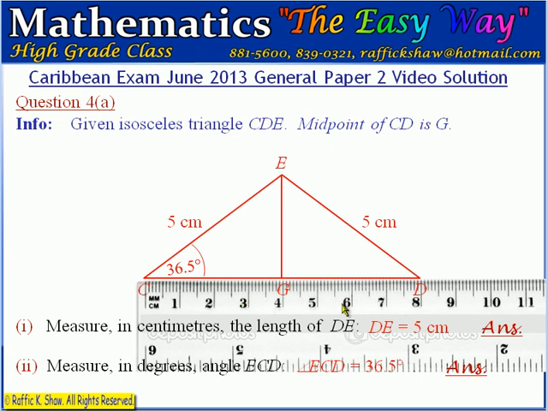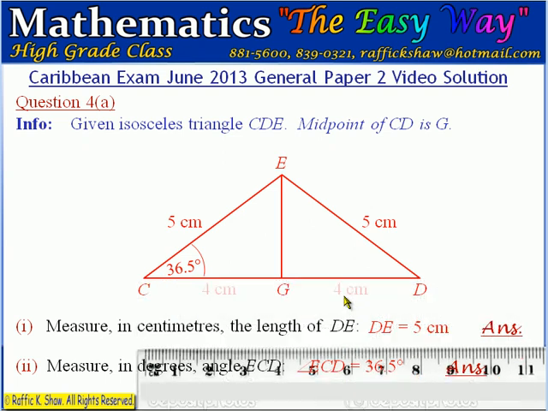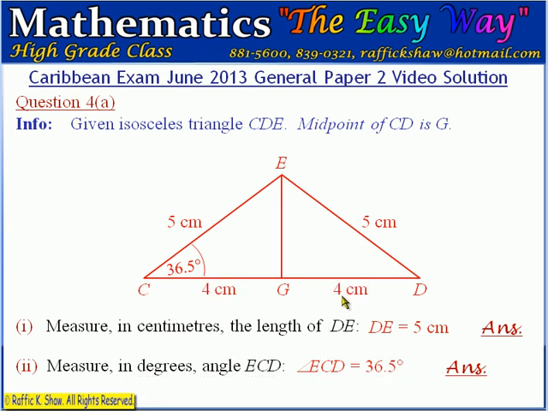Because we will need this information to answer the subsequent parts of this question. And if we look at the ruler here, the length of the line CD is 8 centimeters, and you can see that G actually is the midpoint of CD. It is 4 centimeters from here and 4 centimeters from here. So CG is 4 centimeters and GD is 4 centimeters, such that the length of CD is 8 centimeters. So we can move that ruler and put that information there.